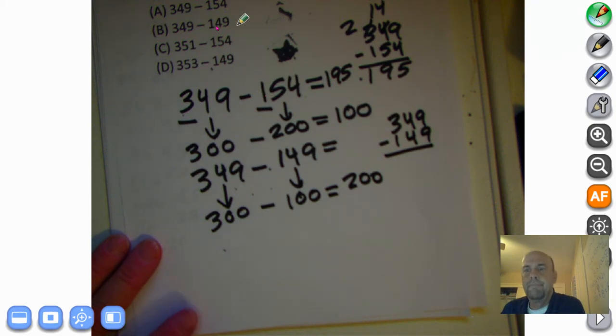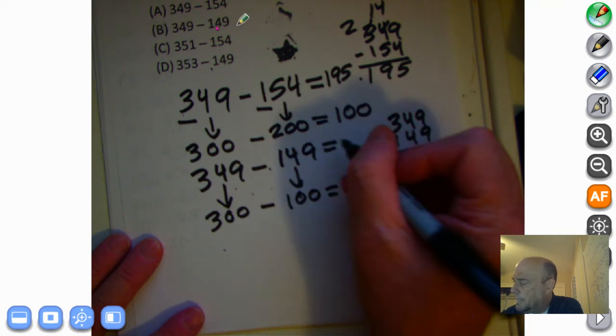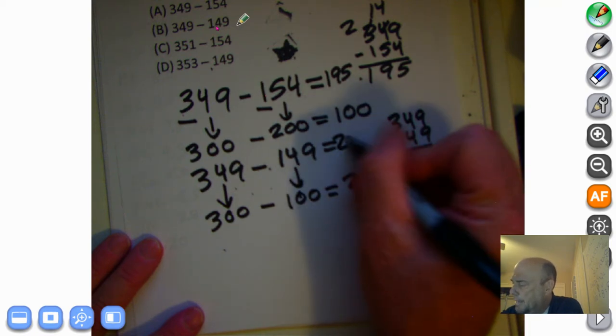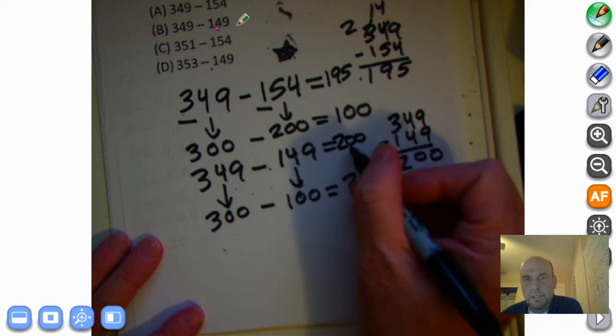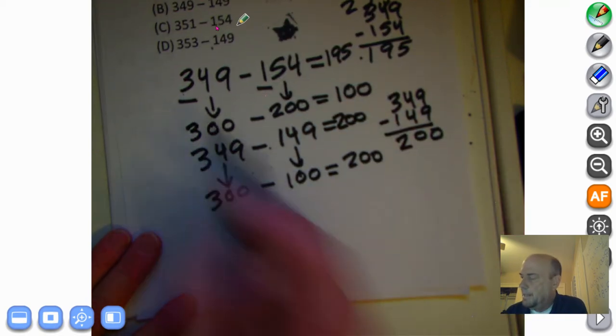5, 4, 3, 2, 1. Welcome back. 9 minus 9 is 0. 4 minus 4 is 0. 3 minus 1 is 2, 200. Look, how could that be? Rounding was the same as the actual. Sometimes that happens.